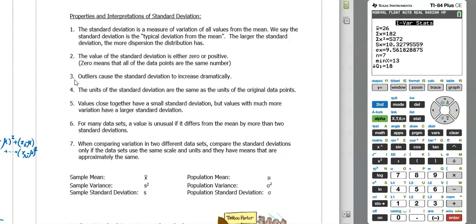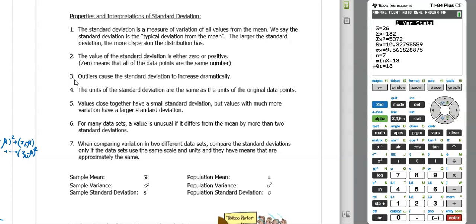And then we also have a couple of ideas, like the fact that the standard deviation is always positive. And of course that makes sense, since the standard deviation has to do with the squaring. Whenever you square a number, it becomes positive. And so for sure the standard deviation is always going to be positive.